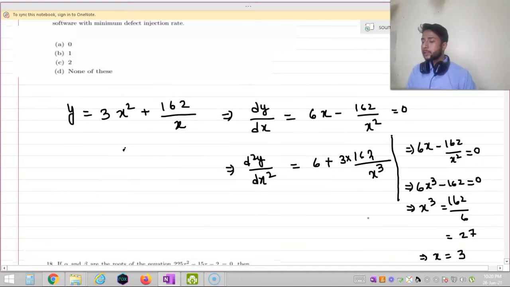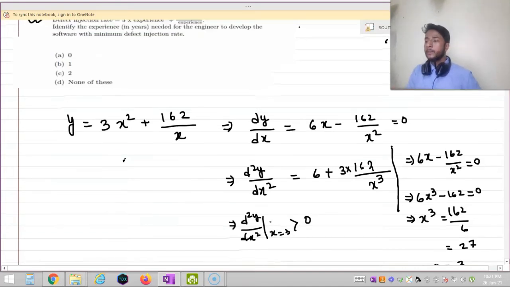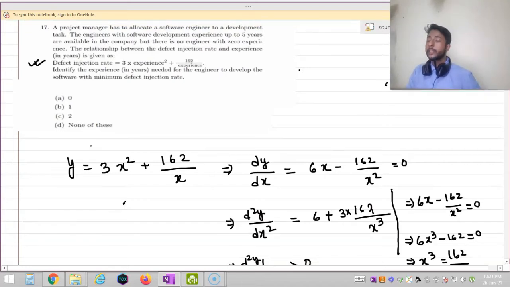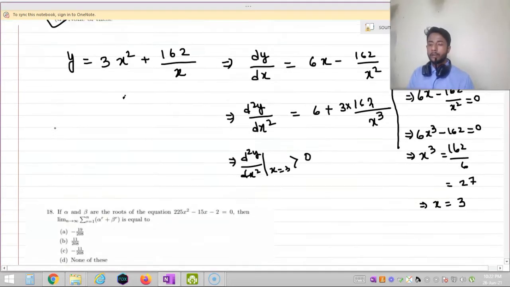Now if we put the value of x equal to 3 in d2y by dx2, at x equal to 3 it is greater than 0. So at x equal to 3, y has a minimum. So 3 years is the minimum experience required for the minimum defect injection rate. You can see that 3 is not available here, so our correct option is option D, none of these. Let us proceed to the next question.